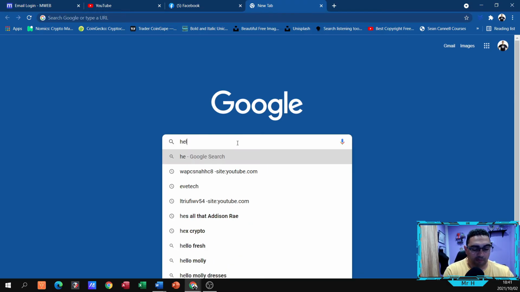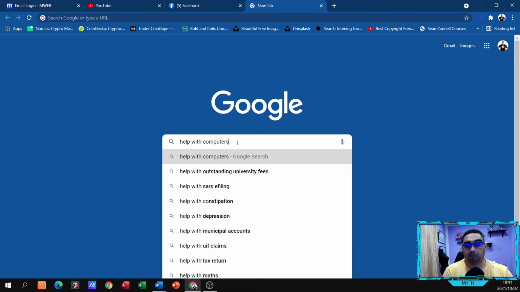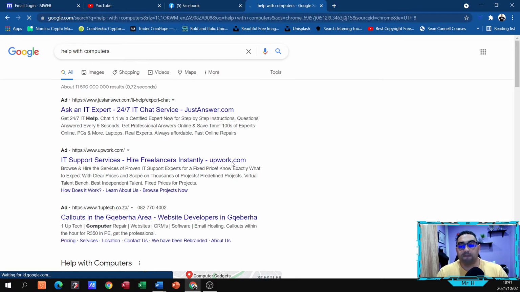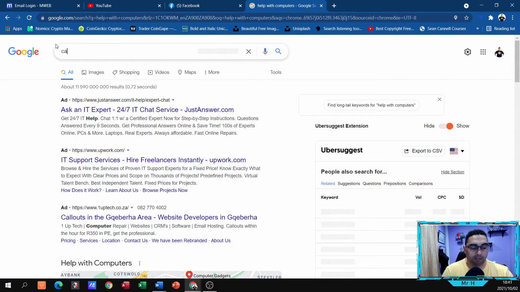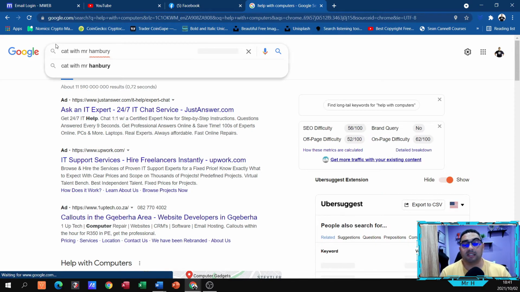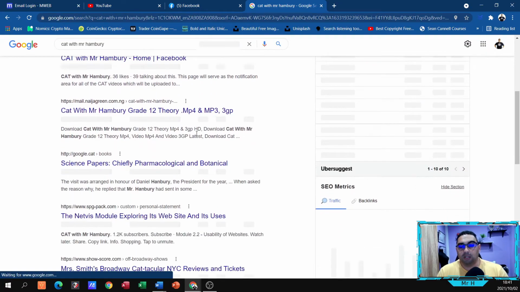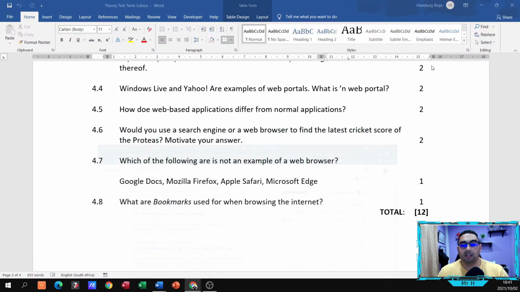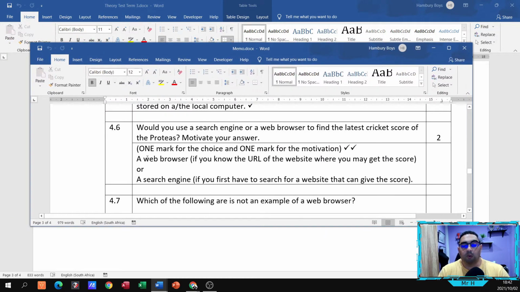Here I go, help with computers. That helps me to find something, right? We can type in here, we want to find Cat with Mr. Hambury. And we can go down and we can see everything that's linking us there. So a search engine is on a website, and it's a program that allows us to find specific information. Whereas a web browser is a program that allows us to actually search through the internet itself. Okay, so let's just see exactly what the memo also says. We can see where we get in our marks. Number one, a web browser.